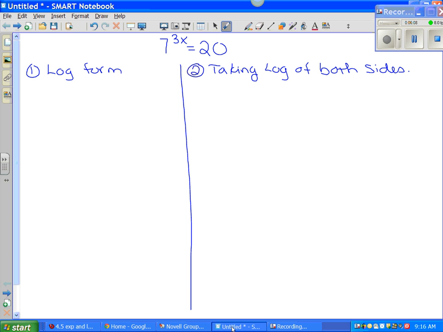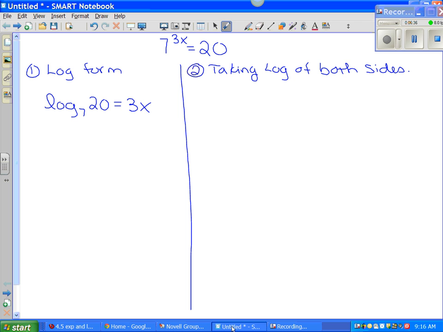All right, so the first one we should be pretty comfortable with. We know how to go from exponential to log form pretty quickly. So who can put this into log form for me? Log base 7 of 20. Great. Log base 7 of 20 equals 3x. Not so bad, right? Okay. What am I solving for?